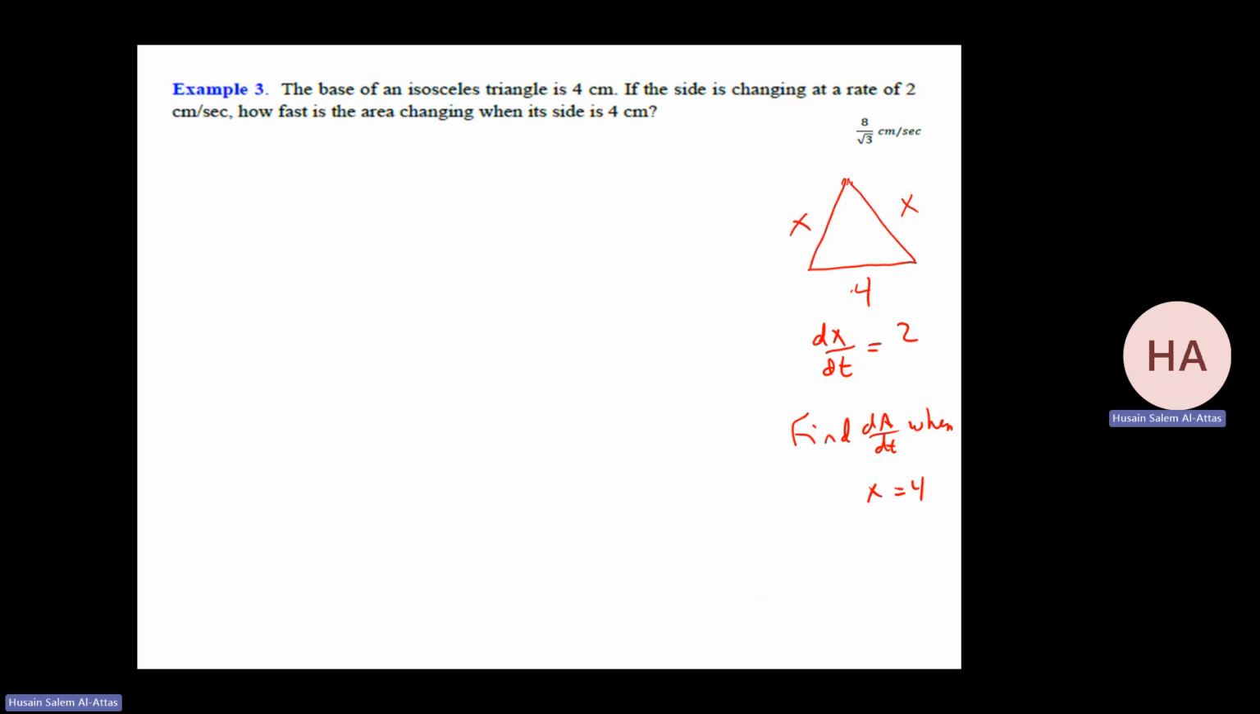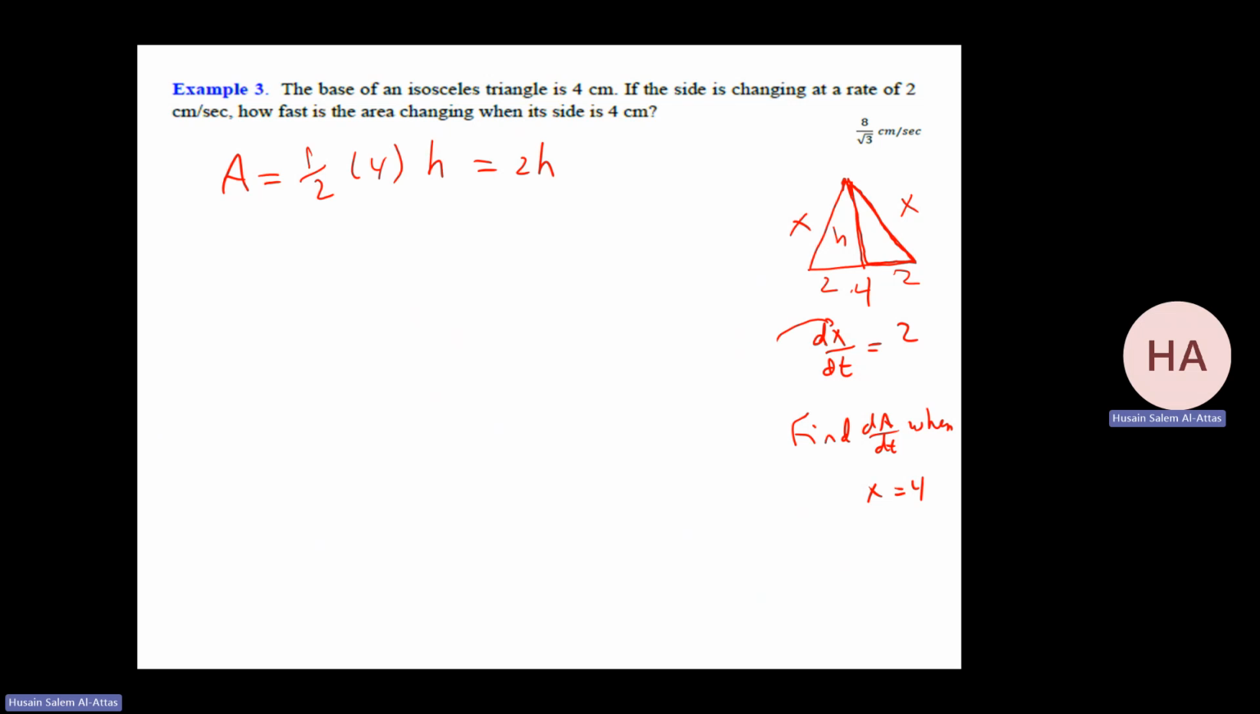To find the area, if we drop the height, h, I know this is 2 and this is 2. So we will have this right angle triangle, where I can apply the Pythagorean theorem. The area will be half the base, which is 4, times the height h, so it will be 2h. But I want things in terms of x, so I want to change h into x.